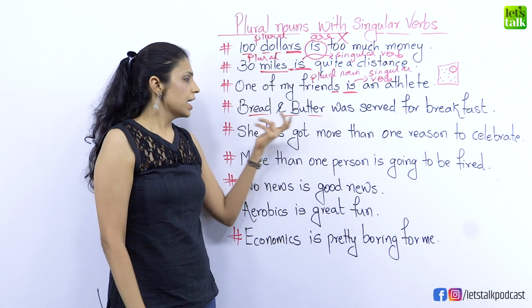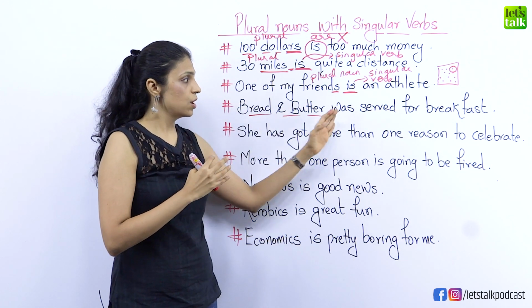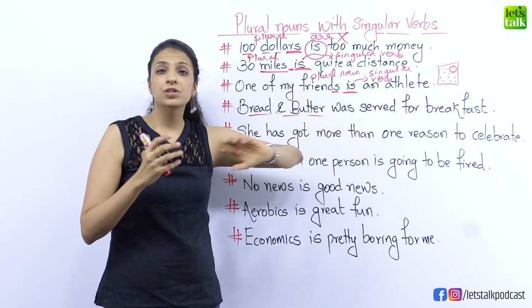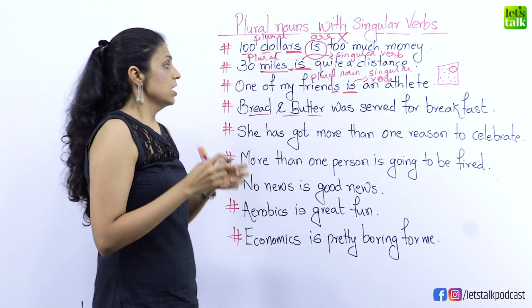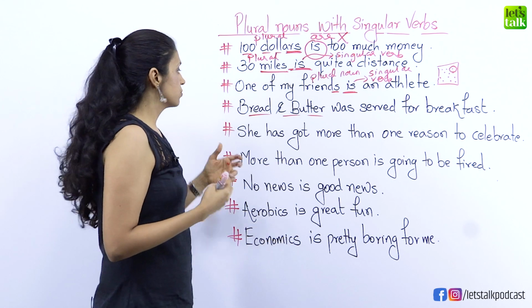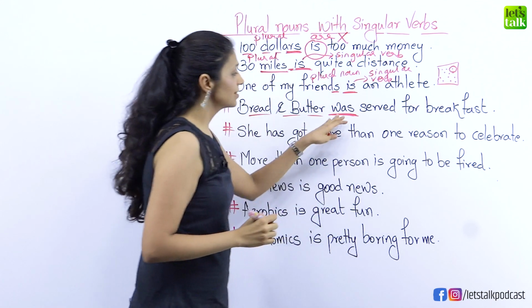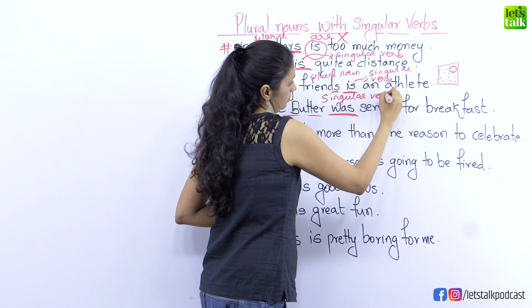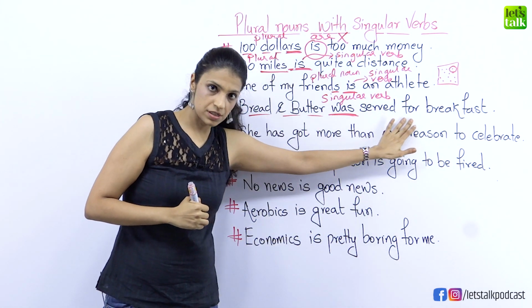So, I have probably milk and sandwiches was served for breakfast. Bread and butter was served for breakfast. We generally use them together, okay. Socks and shoes, okay. Things that are always used together or spoken using together, two nouns always followed by a singular verb. So, I cannot say bread and butter were served for breakfast, okay.